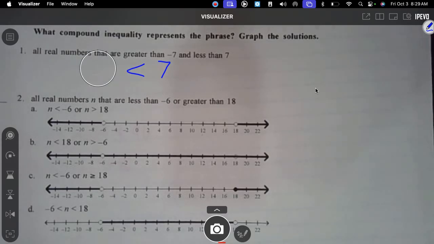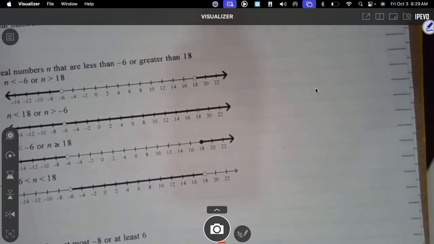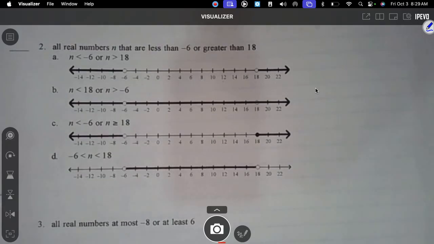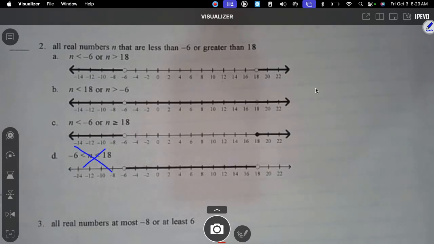Okay, let's keep going. This one we are graphing and we're going to write it out. It has the word or. Does everybody see the word or? I don't write it in between. If it has the word or, you do not write it in between. That's an and. Or you're going to actually write the word or. What do they write? Or. So it says all real numbers n that are less than -6 or greater than 18. You just have to write the n twice. So we've got less than -6 or greater than 18.